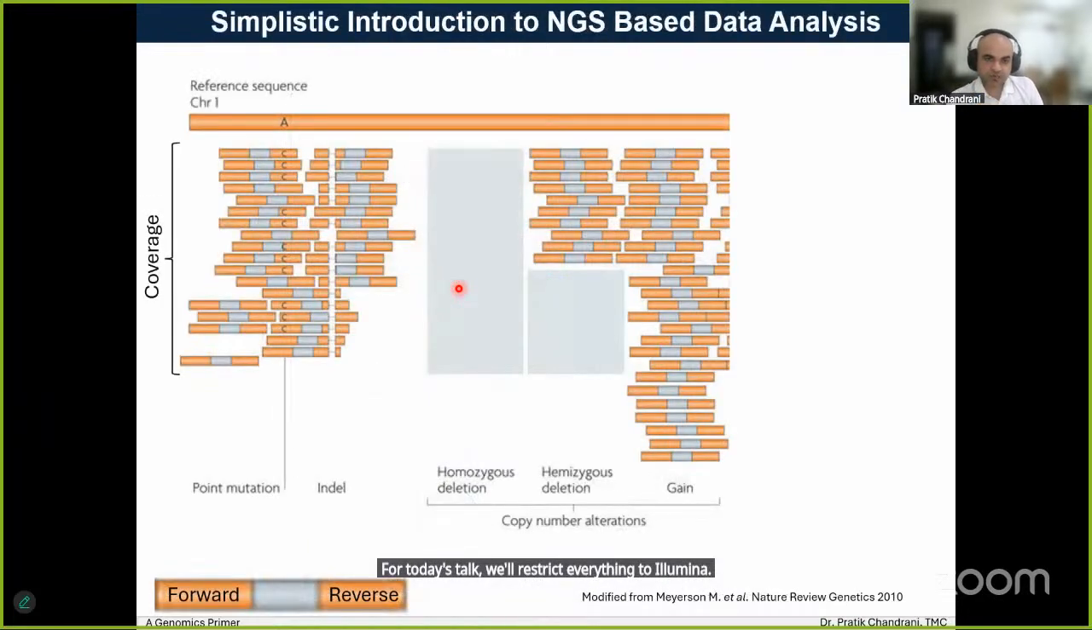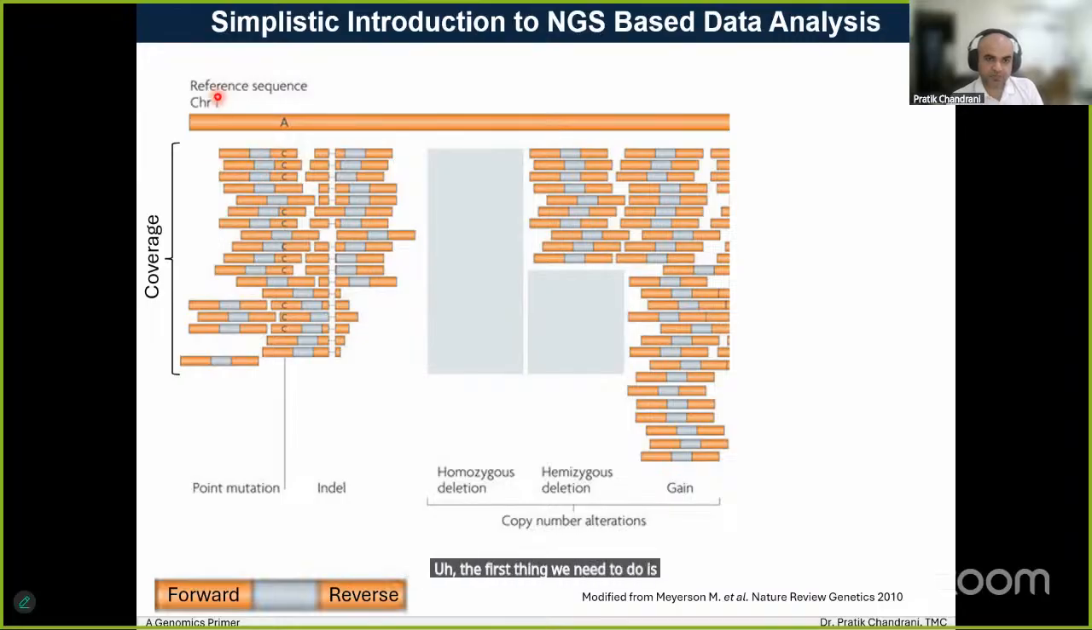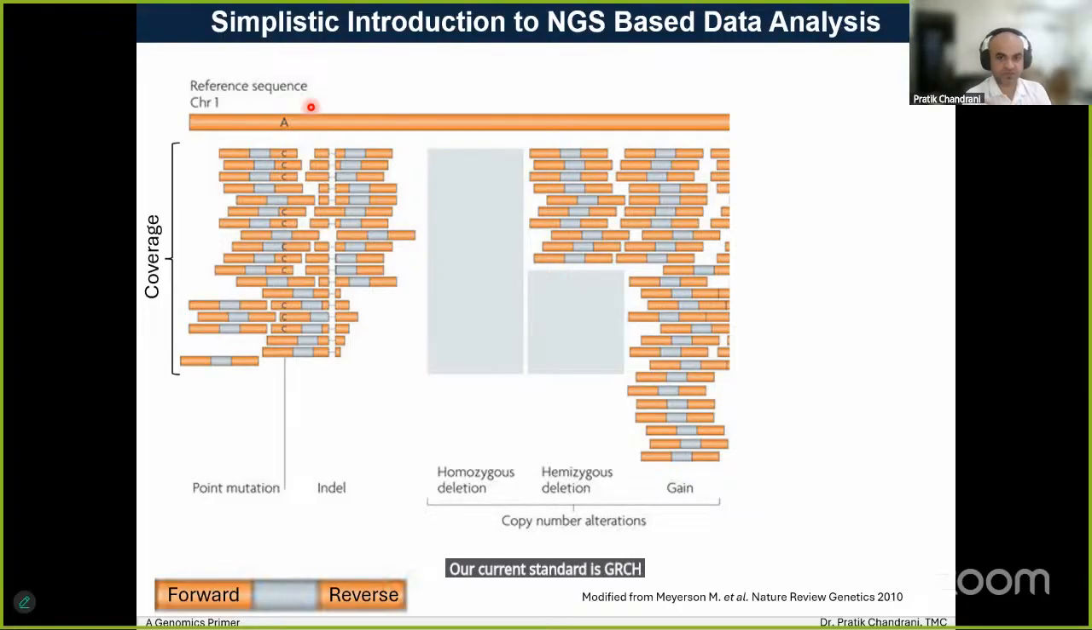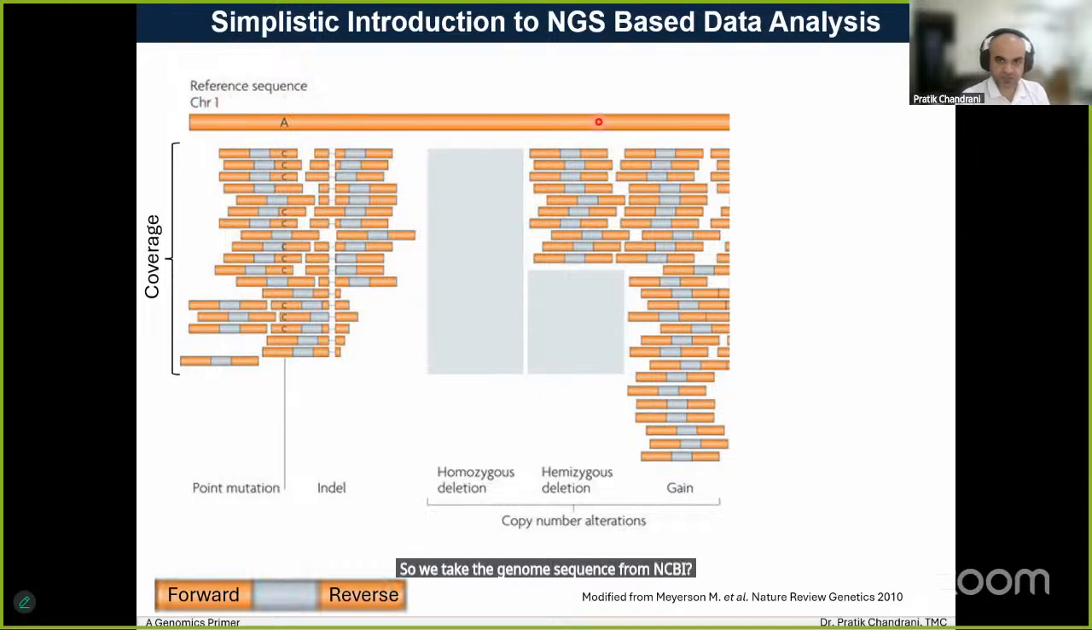So once we get the sequencing reads, the first thing we need to do is align them to the reference genome. Now we know that the human genome has been available since 2001, and we have several improved versions of the human reference genome. Our current standard is the GRCh38 version, which is the global standard for cancer genomics analysis as well as for any sort of human genomics analysis. So we take that genome sequence from NCBI. This is the genome sequence reference.